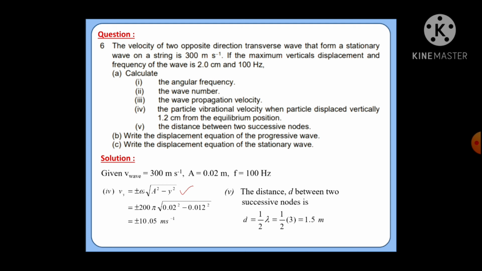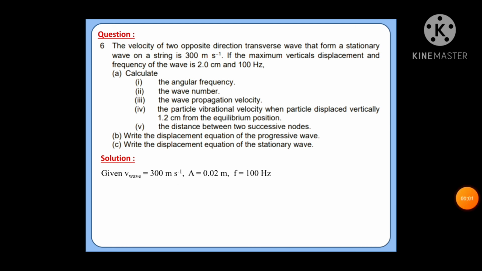For question number 5, the distance between two successive nodes is given by the equation of half lambda. We have calculated lambda in part 2, which is lambda equal to 3 meter. When we substitute, we get that the distance between two successive nodes is equal to 1.5 meter. Now take a look at question number 6b.